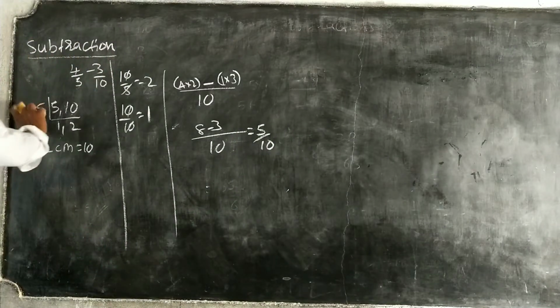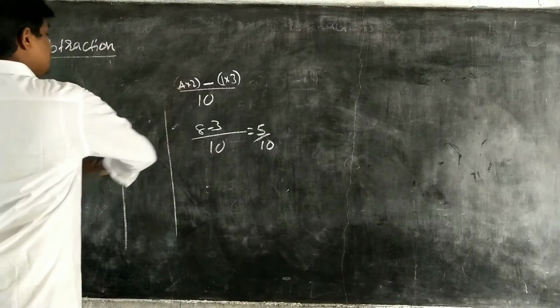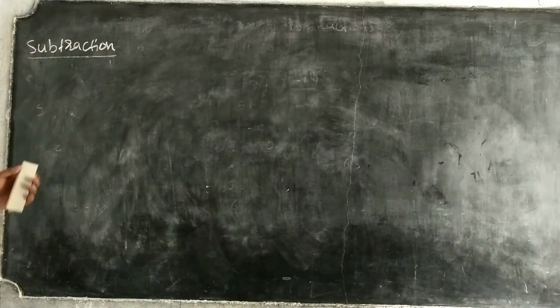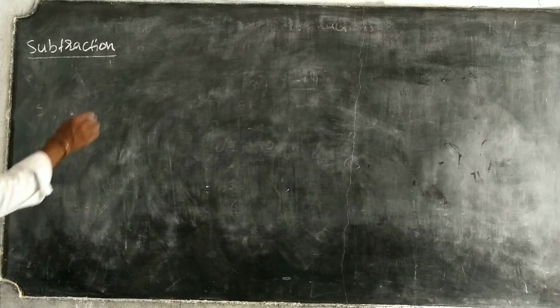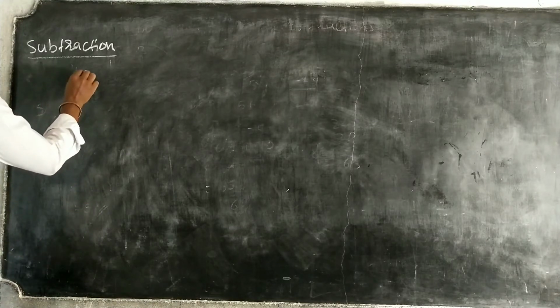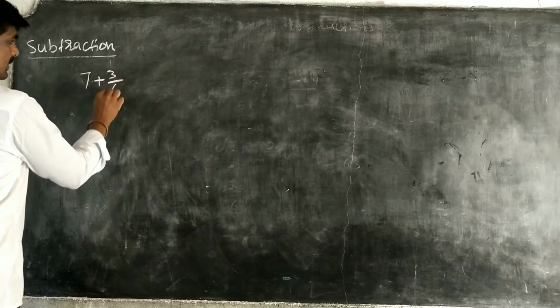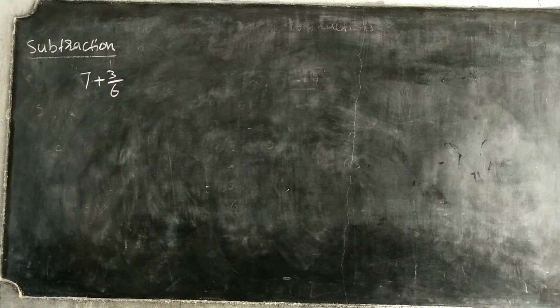Okay. Next, again one. For example, if you take mixed fractions also, same method only. You have to change the mixed fraction into improper. So for example, 7 plus 3 by 6. 7 plus 3 by 6. How are we doing addition or subtraction? Same method only.